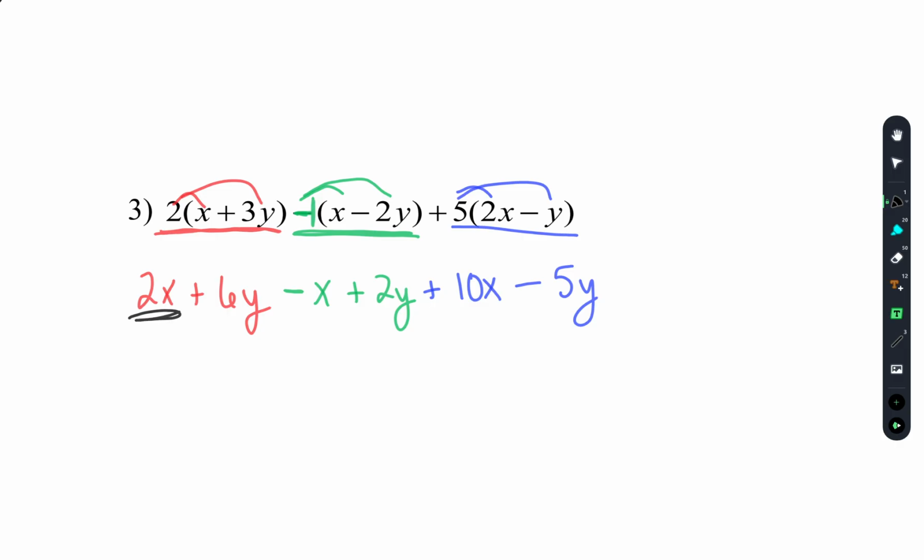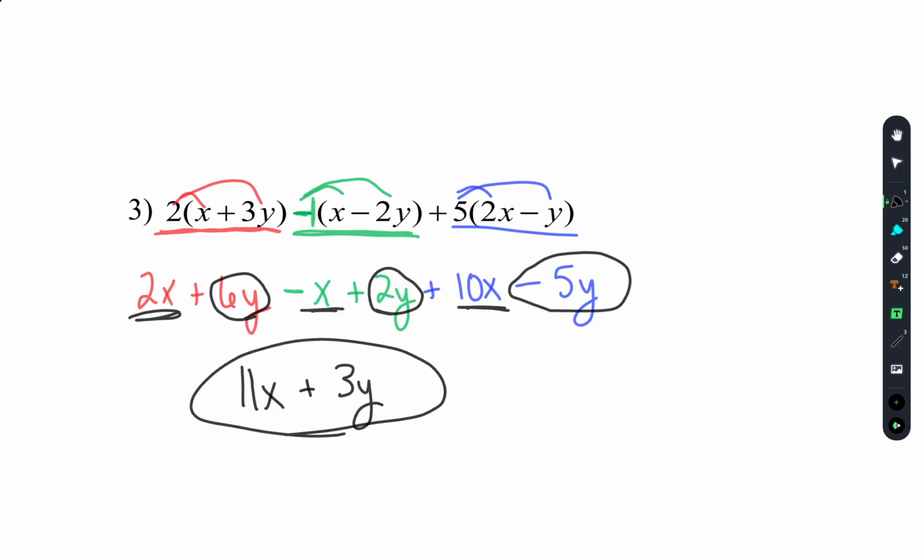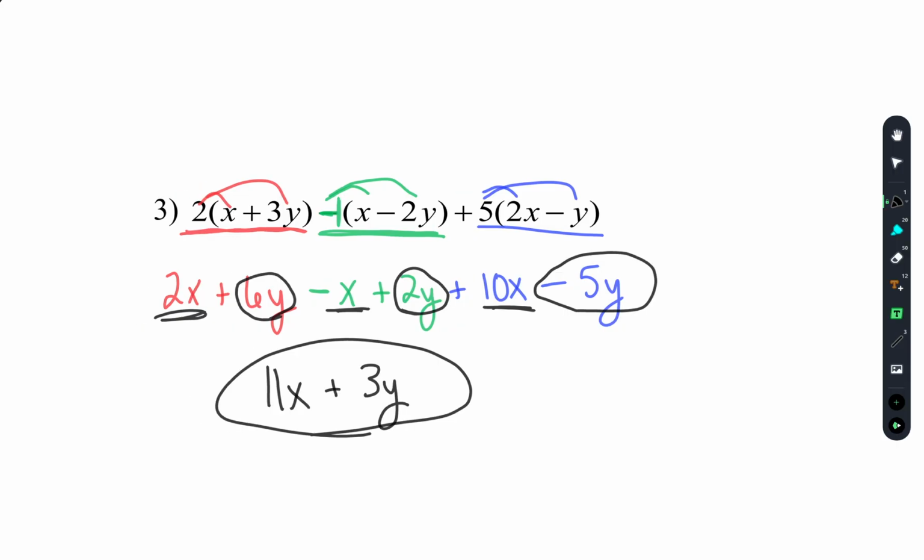Okay, so usually I like underline it. Right, so 2 minus 1 is 1, plus 10 is 11, so it'd be 11x, and then you do the y's. So 2y, 6y is 8, minus 5 is 3. Okay. So the negative signs are what's going to drive you insane, okay?